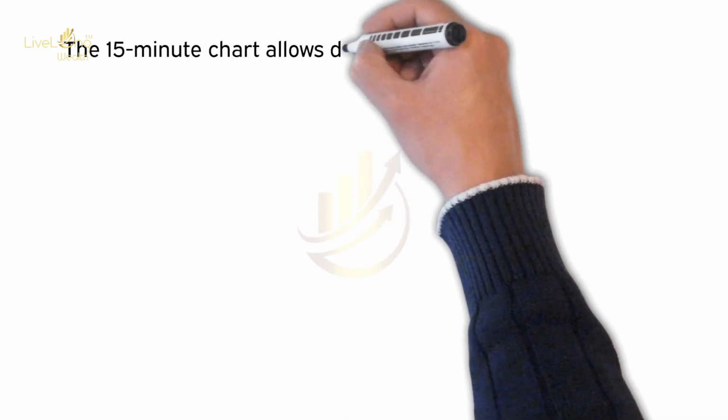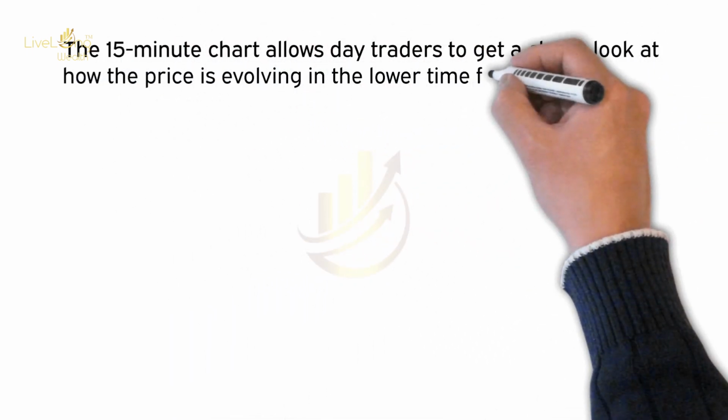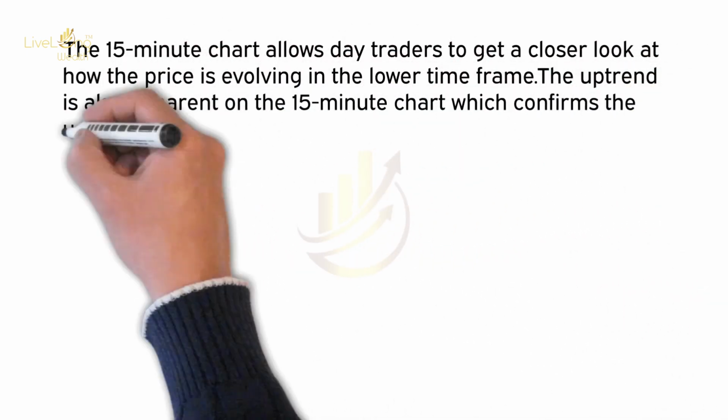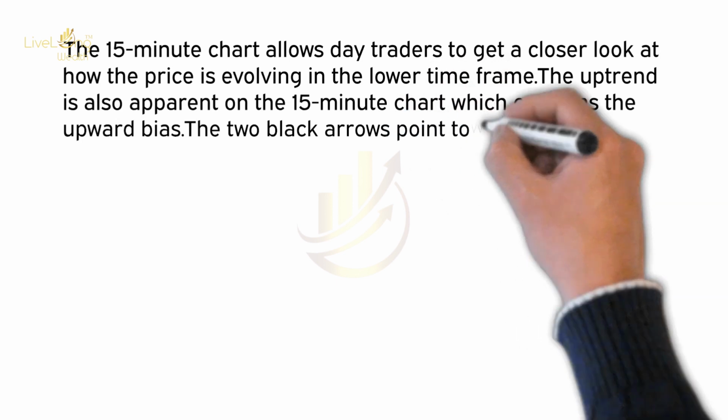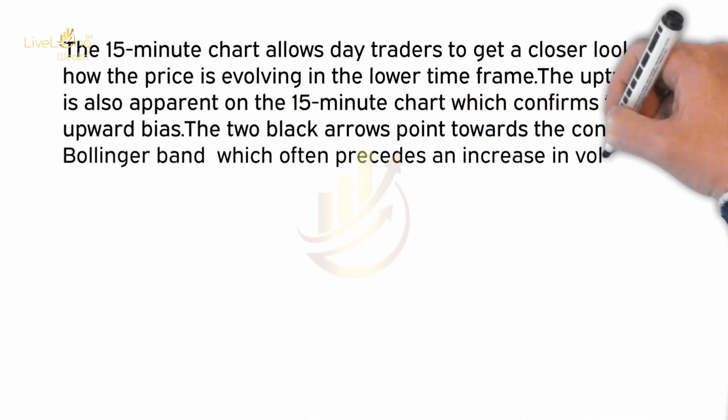The 15-minute chart allows day traders to get a closer look at how the price is evolving in the lower time frame. The uptrend is also apparent on the 15-minute chart, which confirms the upward bias. The two black arrows point towards the contracting Bollinger Band, which often precedes an increase in volatility.